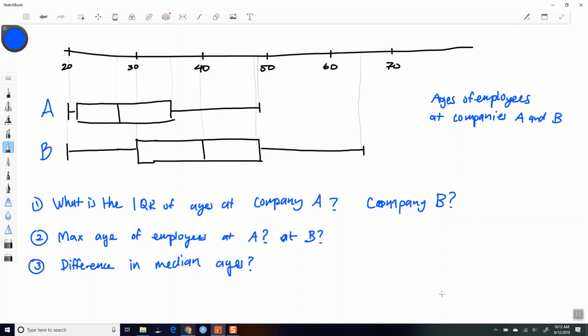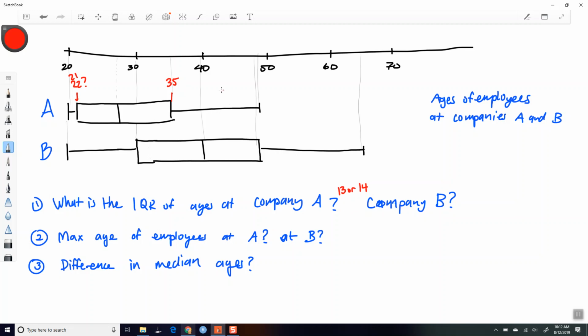All right, IQR of the ages at company A, what do we say? So we just have to kind of ballpark what this number is and what this number is. Okay, so this looks like it's what, 35? And this looks like what, 21, 22, something around there? Okay, so whatever your answer is there. So your answer is going to be 13 or 14, something like that, right? So 35 minus 22, 35 minus 21 would give us 13 or 14.